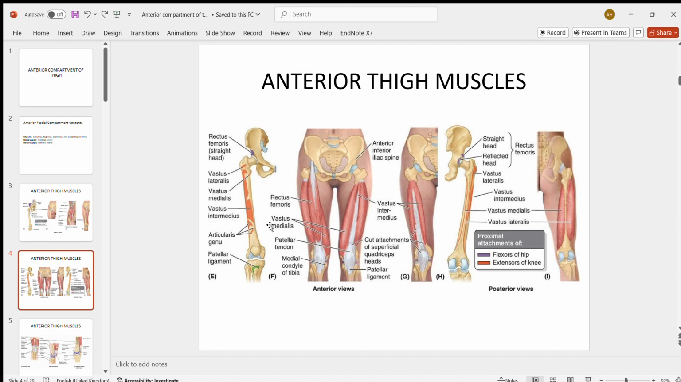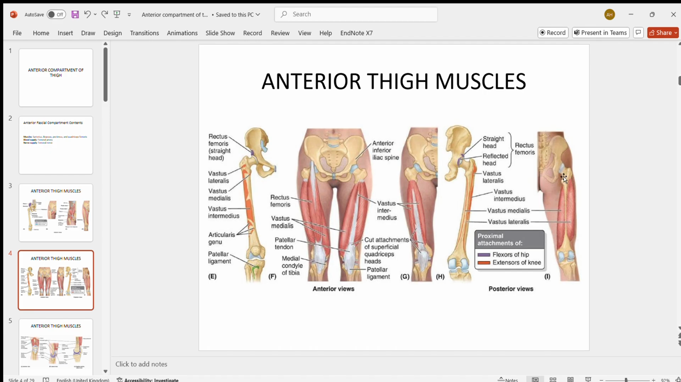In this picture again, we can see various anterior thigh muscles. These are the quadriceps femoris muscles. The quadriceps femoris include rectus femoris, the vastus lateralis, vastus medialis, and if we reflect or remove rectus femoris, beneath it is the vastus intermedius. This one, vastus intermedius.